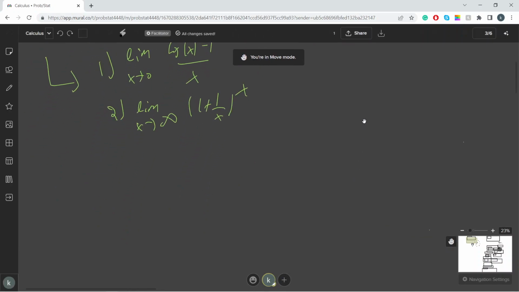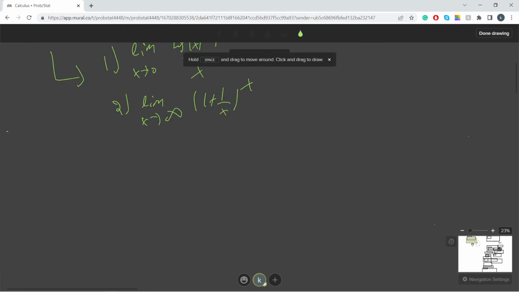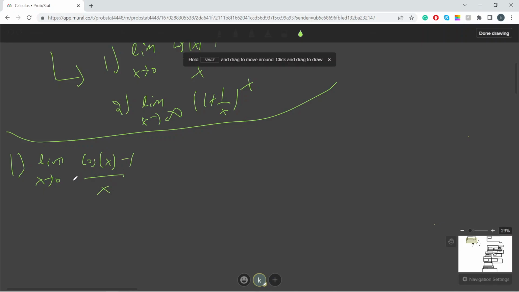Okay, so let's work with the first limit. The first limit we're going to prove is the limit as x approaches 0 of cosine x minus 1 over x. So we want to prove this limit.